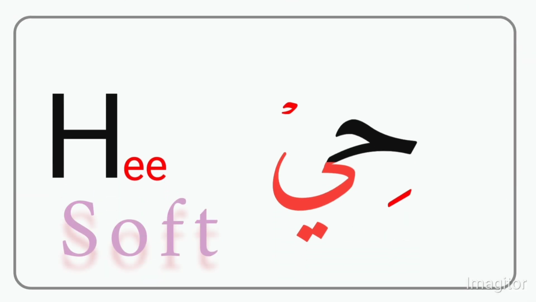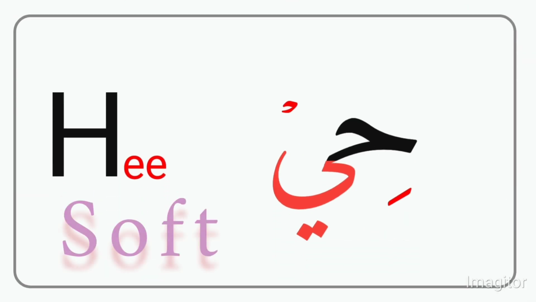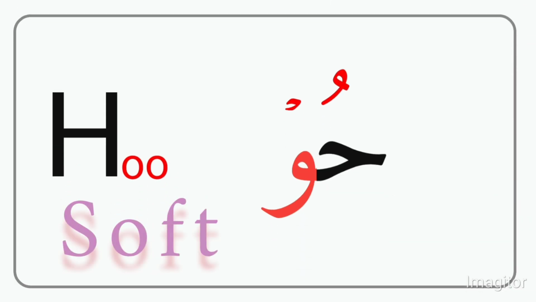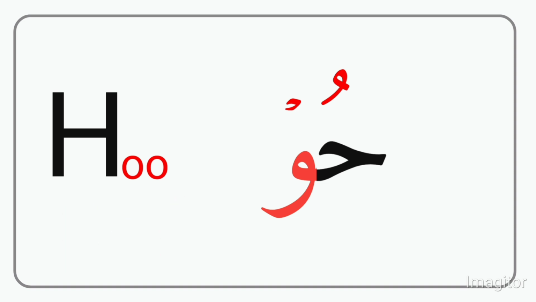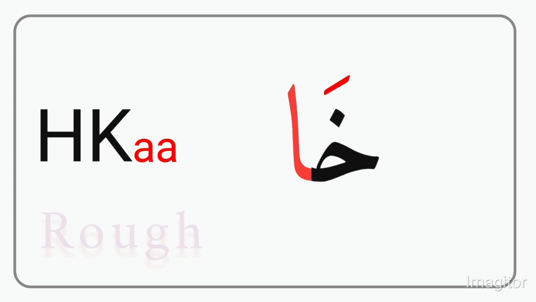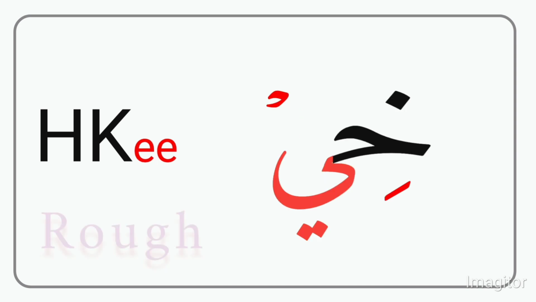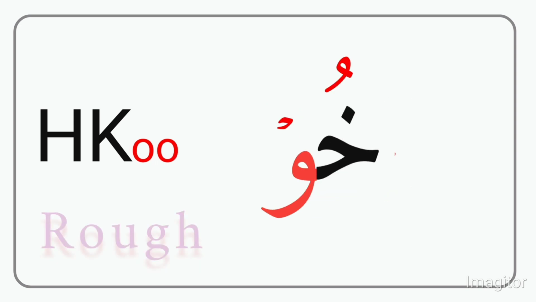Ha, he, hu. Now come to the last one with double vowel. Ha, he, hu. Now come to example words made from these sounds.